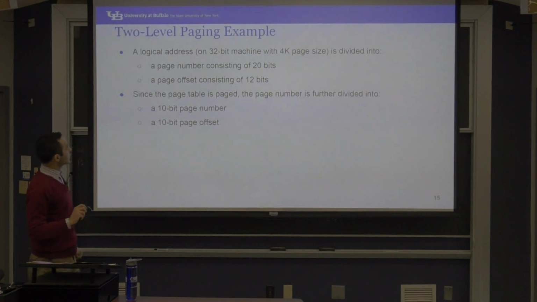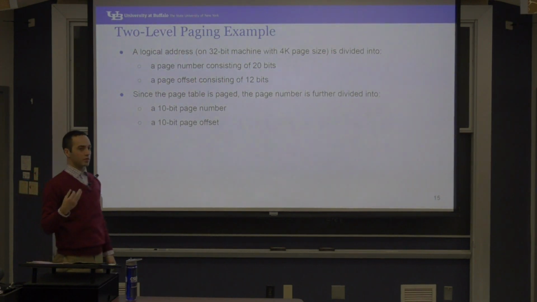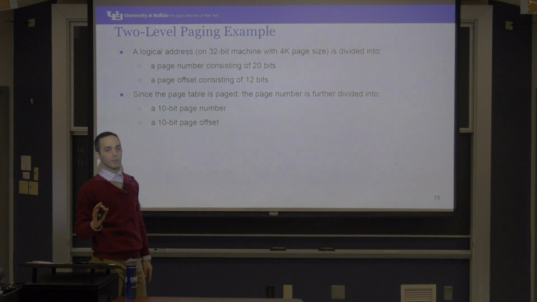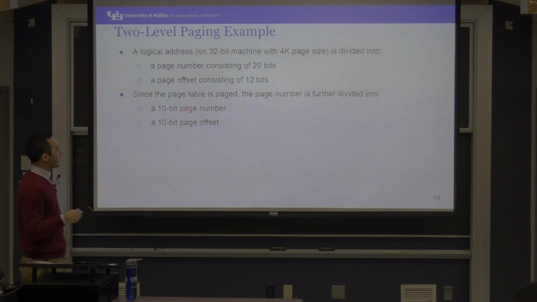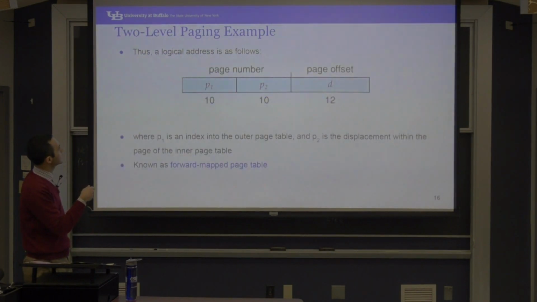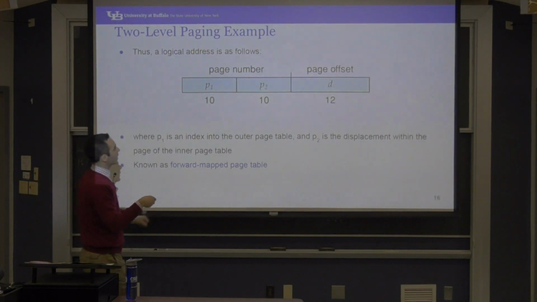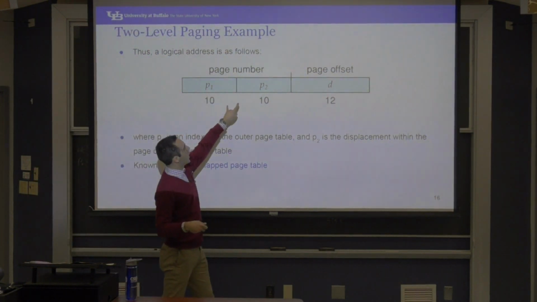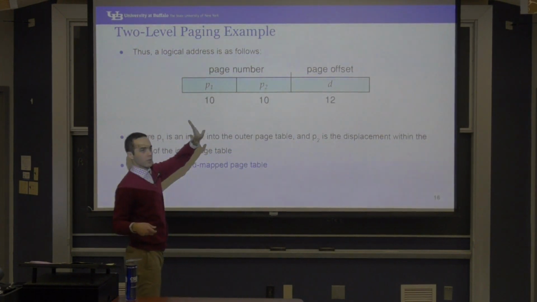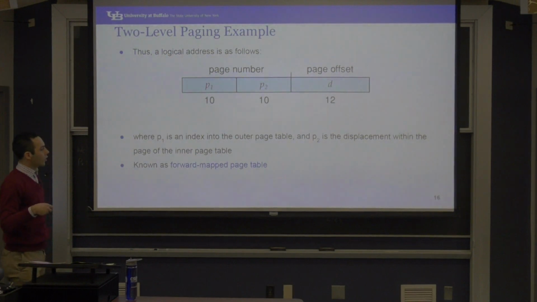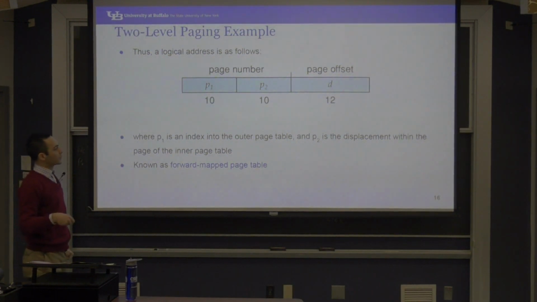So when you have 2 levels, in this case, a page number consists of 20 bits and a page offset consists of 12 bits, again 4 kilobytes pages or frames. Now you break the page number up into 10 bits for the page table itself. Your logical address is now a page number P1, a page number P2, where P1 is outer and P2 is inner, and then the page offset itself is always there, right? This is called a forward-mapped page table.